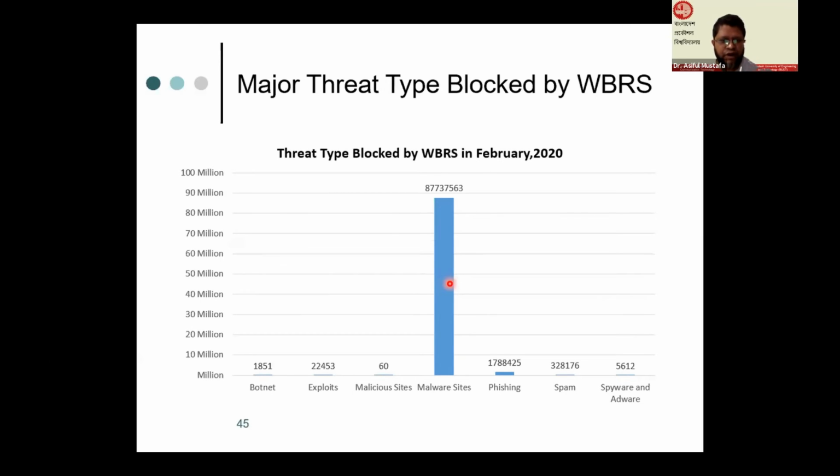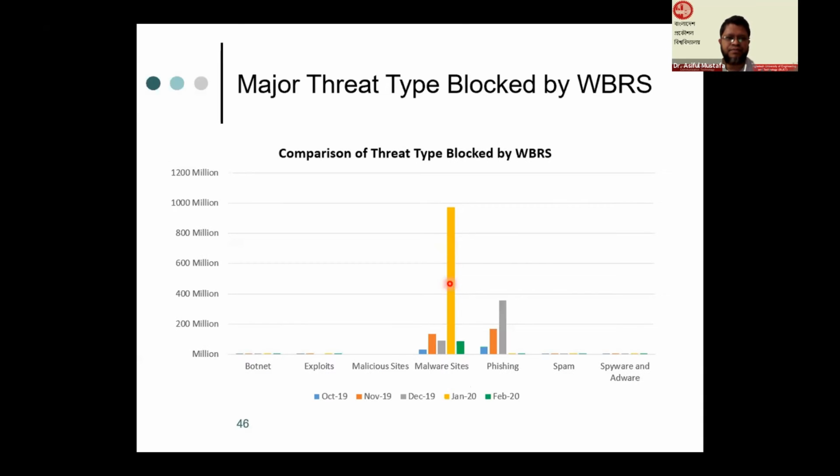In February 2020, we see a similar trend. We see a lot of malware sites, but a smaller amount of phishing and other types. If you compare over the 5-month period, we see malware sites is a lot, and there is a huge spike in January, because a huge attack went on for 3-4 days using this type of attack.